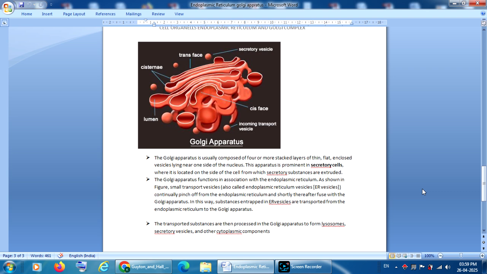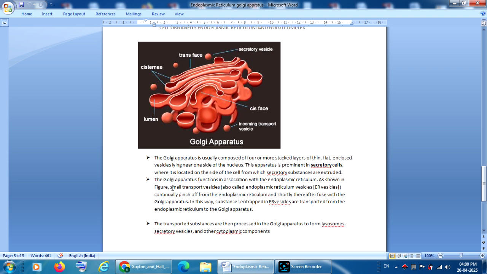What are the secretory cells? The secretory cells are nothing but some sebaceous glands, some endocrine glands, like sweat glands, etc. Here, the Golgi apparatus are present, near the side of the cell for secretion of certain substances outside the cell. The substances which are secreted out from the Golgi apparatus are extruded away from the cell. So they are present near the side of the cell.